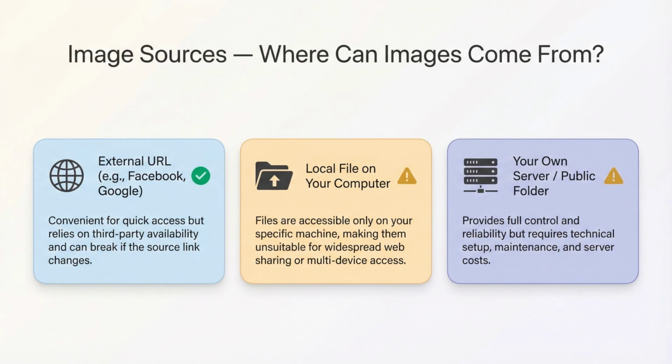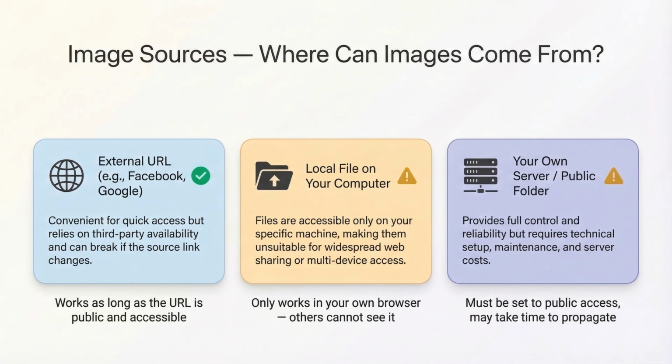First, an external URL, a link to an image hosted somewhere on the internet, like a Facebook or Google image. Second, a file on your local computer. Third, an image hosted on your own server. Each of these has different behavior, and that's exactly why some images were loading and others weren't during the session.